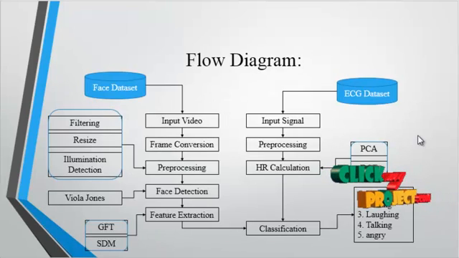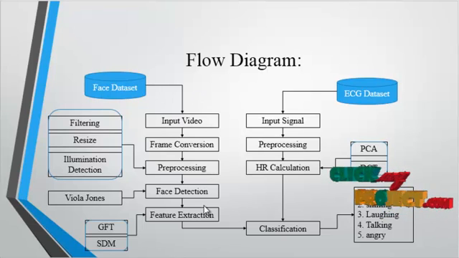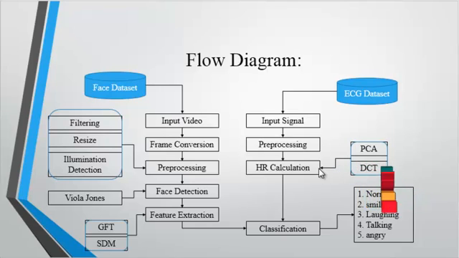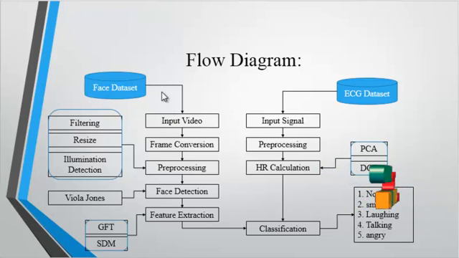Now we discuss the flow diagram for the process. Here the process is divided into two stages. The first one is the video process, and the second one is the signal process. At first, the video is taken from the dataset. The dataset consists of several face videos.